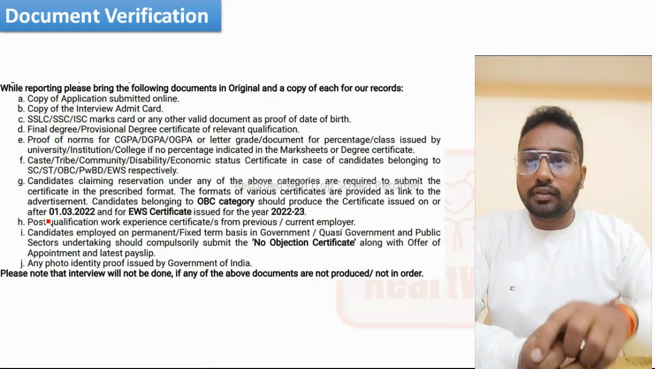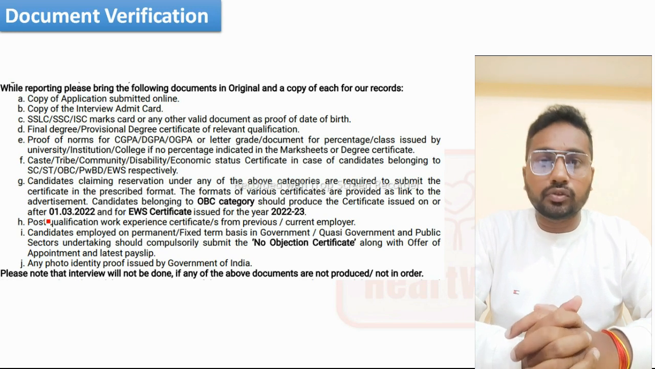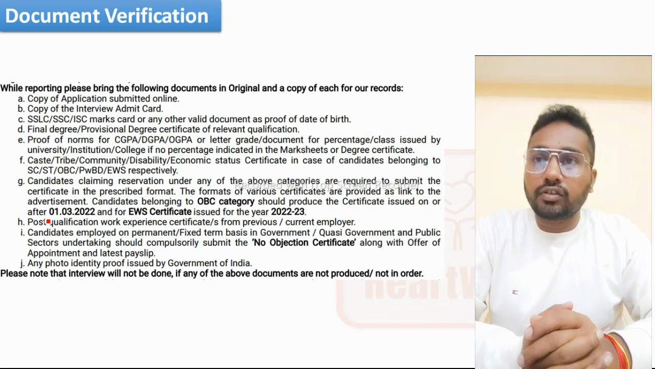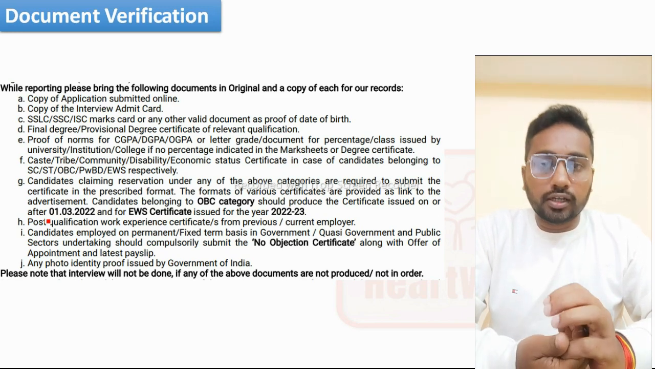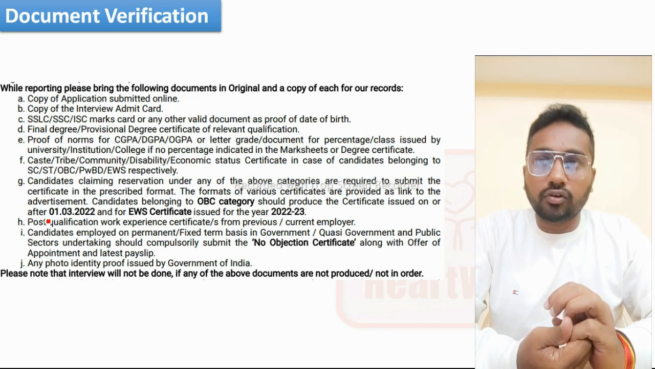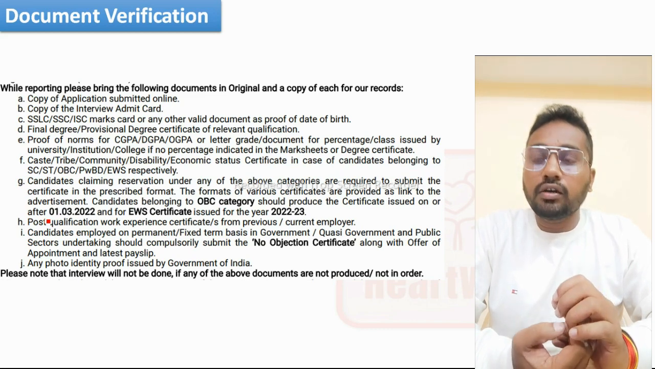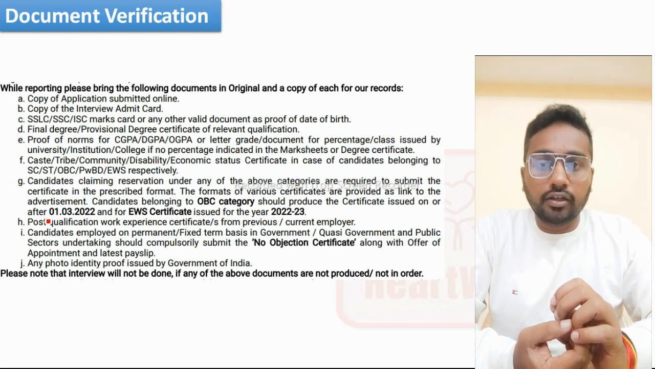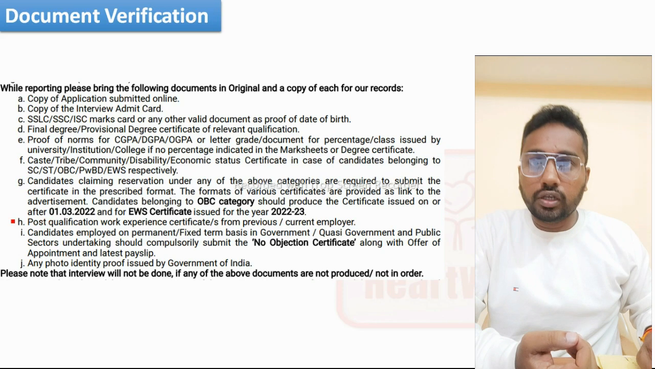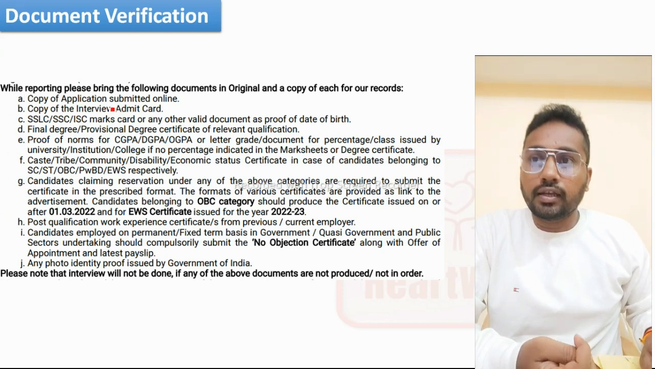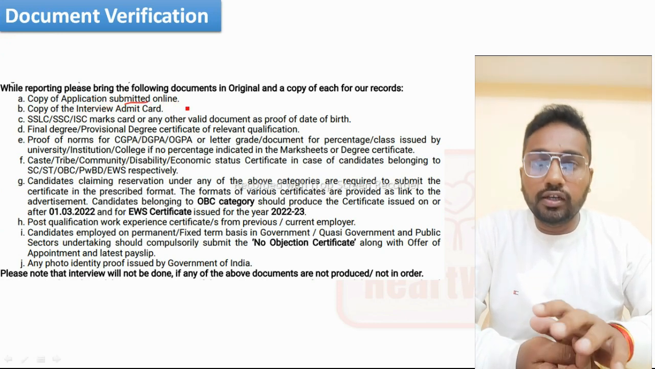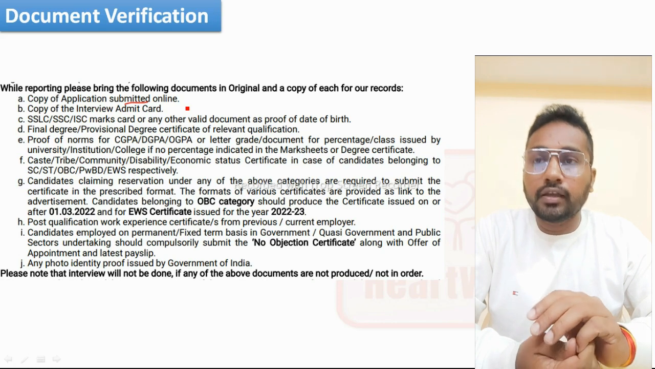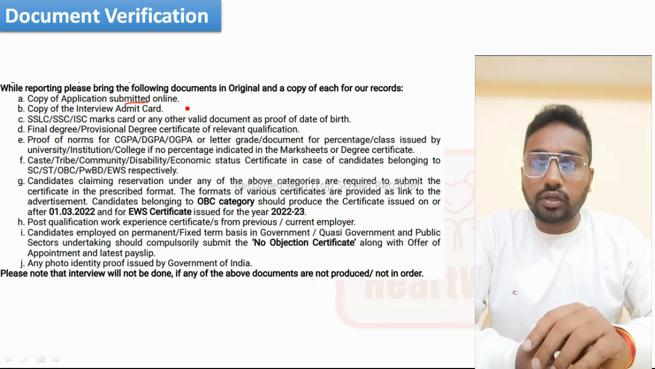Okay, then let's start with the process for the interview. The first process is document verification. When you arrive for the interview, first they will verify your documents. Whatever documents are mentioned in your admit card, you have to carry them in original format and also in copy format. Like it's mentioned, a copy of the application submitted online. When you fill this form at the time of online applying, at the end a provisional application comes, so that application form you have to carry.